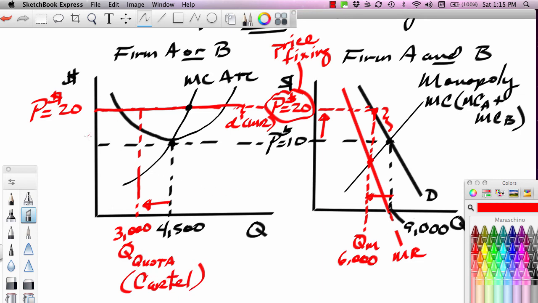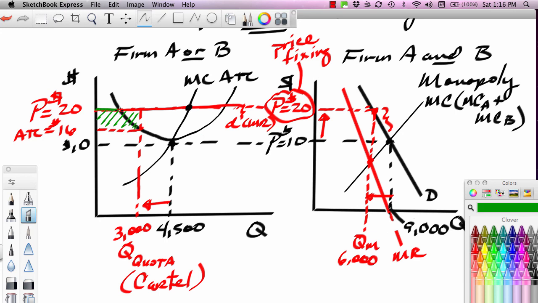Now notice, if they produce at this output rate, something very interesting happens. I'm going to actually switch to green here. Now let me put in the ATC. The ATC is 16. I'm just making the numbers up. 16 is between 20 and 10. Remember, 10 is still down here. I'm just picking 16 as my number. It's a number between 20 and 10. And notice I have a profit box now.